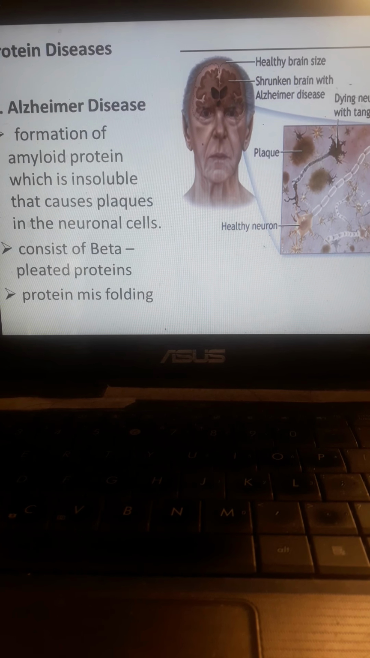So there is already a problem with the amyloid protein, which has formed plaque, okay, so the neuronal cells cannot function well. The neuronal cells do not function because of the amyloid protein that is already present in the brain. So number one, the patient can no longer think, right? They can no longer have proper memory. Okay?